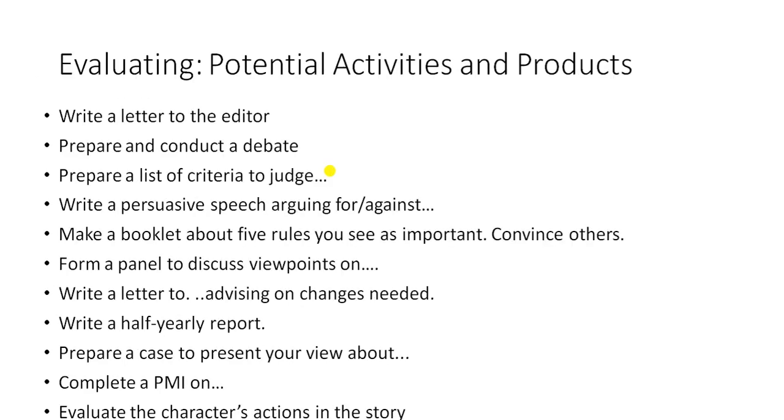Now the potential activities and the products of evaluating. Okay. Now suppose that something we have made students learn. Like the first one is write a letter to the editor. Okay. Now if we are going to teach students to write a letter to the editor, and I told them how to write a letter, and apart from that, I gave them a scenario in which they are going to write a letter. What if the scenario changes? How are they going to write their letter?